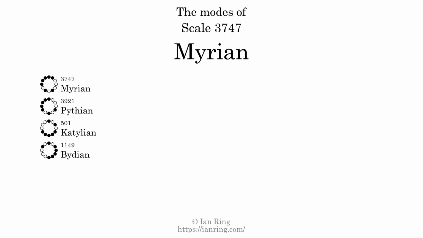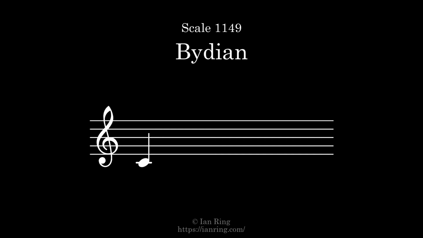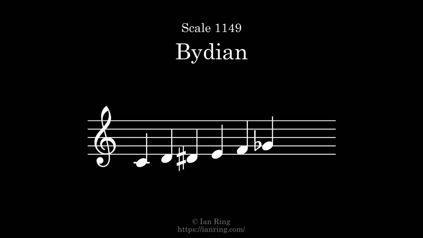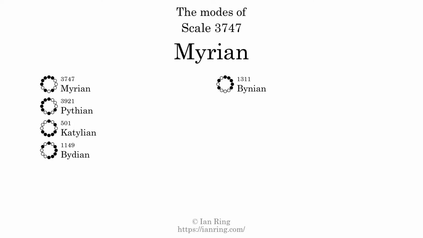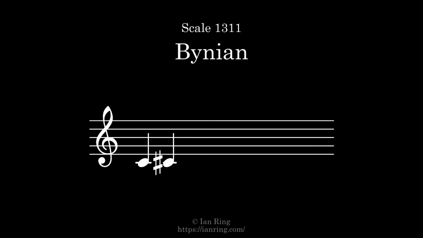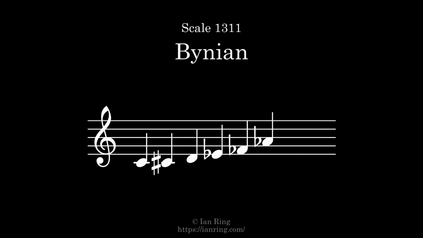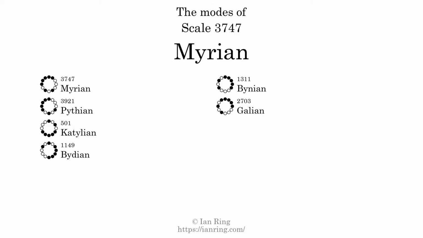The fourth mode is scale 1149, also known as Bidian. It sounds like this. The fifth mode is scale 1311, also known as Biennian. It sounds like this. The sixth mode is scale 2703, also known as Galian. It sounds like this.